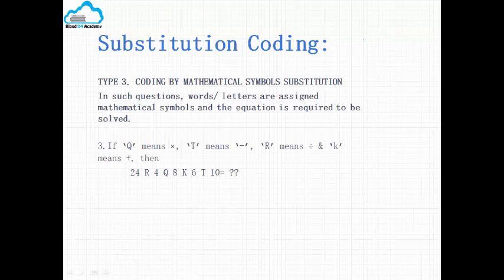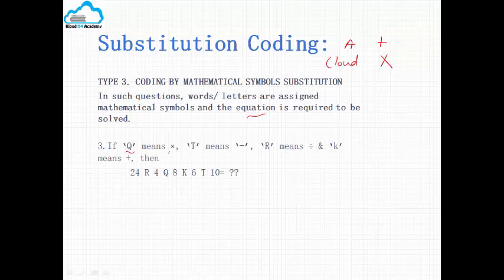Here, the alphabets or words are replaced by mathematical symbols, like A is replaced by addition, the word cloud is replaced by multiplication, and so on. And we are given an equation which we have to solve. So let's look at this question.